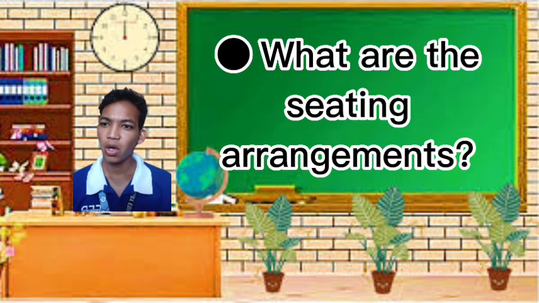So the next one is, what are the seating arrangement? So, the seating arrangement consists of desks or tables placed in rows facing the front of the classroom. It is commonly used for lecture-style teaching where it focuses on the teacher delivering the information to the students. This arrangement allows for clear visibility of the teacher and promotes individual work.